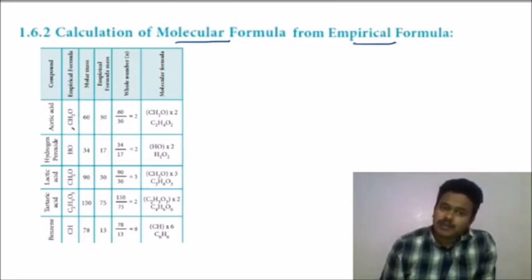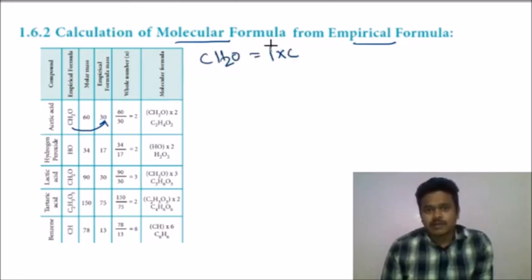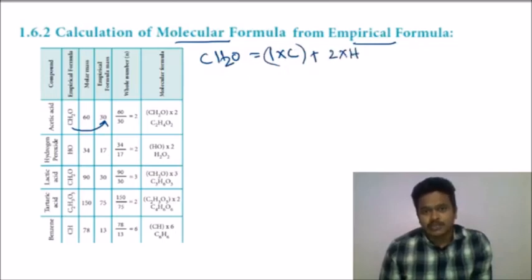If you know the empirical formula, you can calculate. Just I will calculate for acetic acid. Acetic acid means CH2O. How many carbons are there? 1 carbon, plus how many hydrogens are there? 2 hydrogens, plus how many oxygens are there? 1 oxygen.